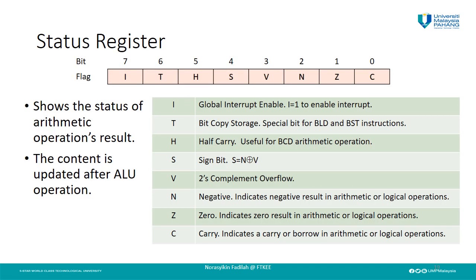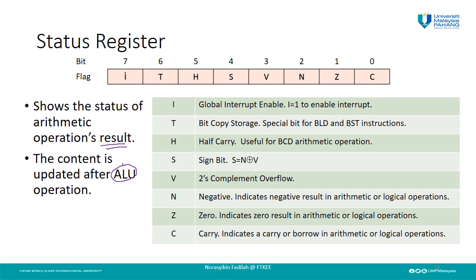For any microcontroller, the arithmetic operation is done by the ALU inside the CPU. So whenever there is an operation in the ALU, there is one register that will be updated depending on the operation's result, which is called the status register. The status register has 8 bits of data, and each of the bits is called a flag.